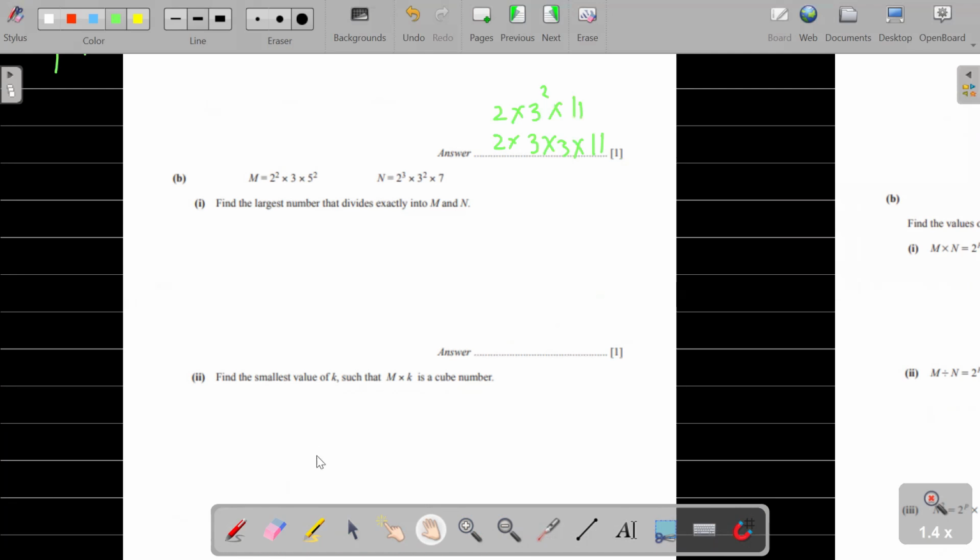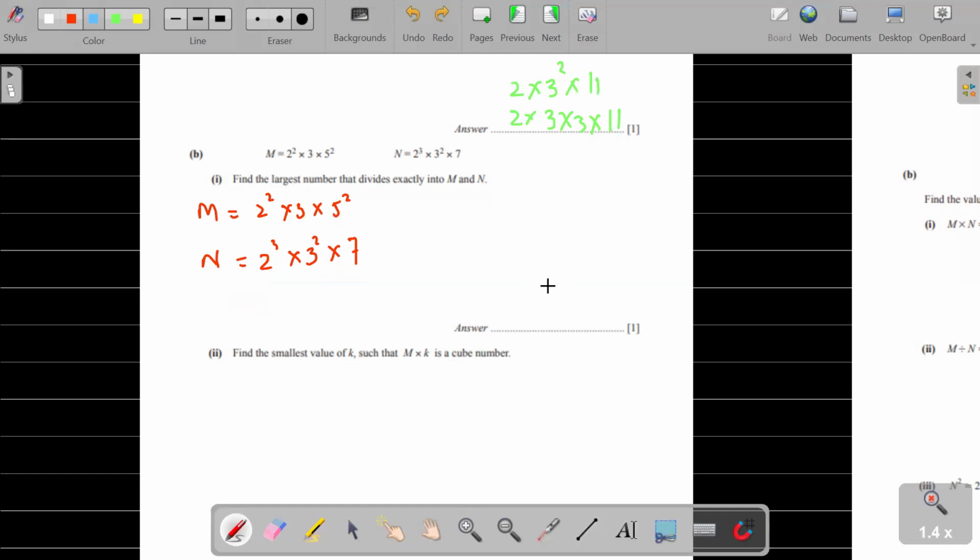Now it says to find the largest number that divides exactly into m and n. We need to calculate the largest common number that divides exactly into m and n. Largest common number means that they want us to calculate the HCF. So we are going to calculate their HCF. In order to calculate HCF, we need to figure out their common part. So you can see that this value is bigger than this one.